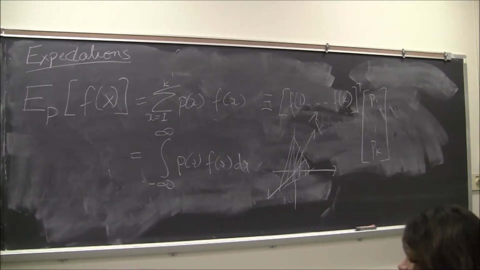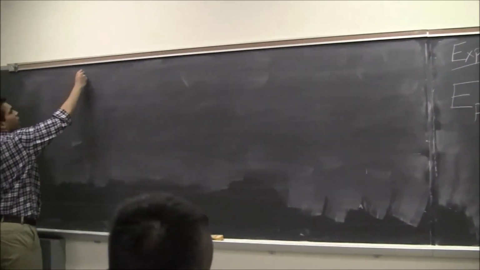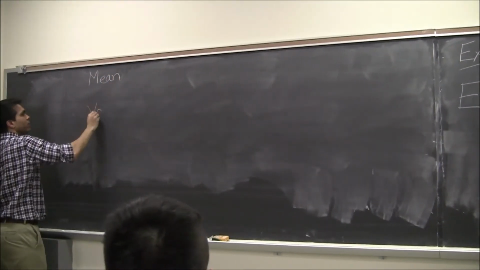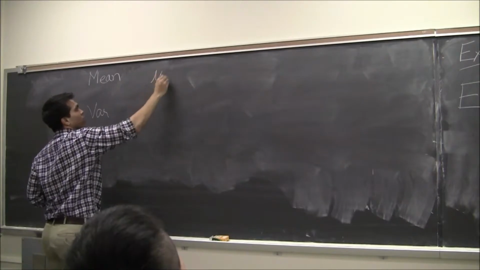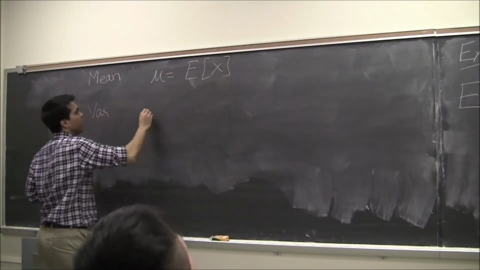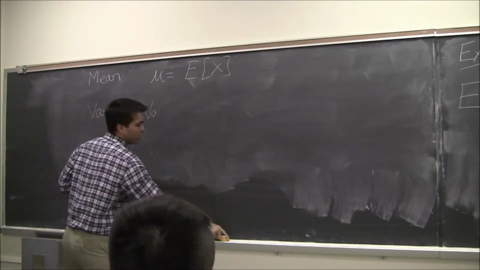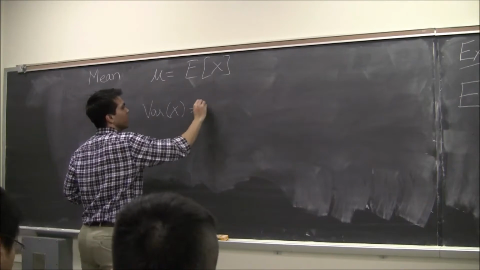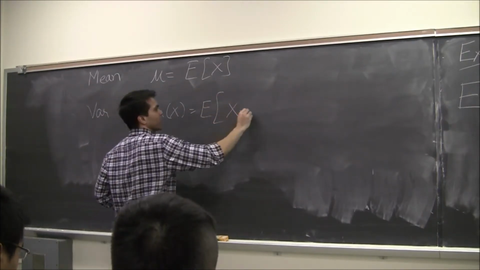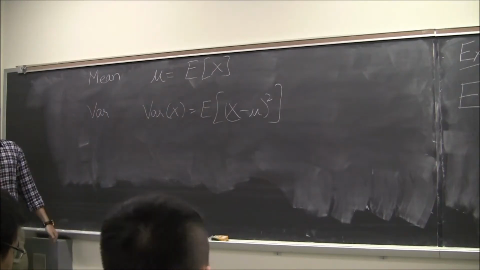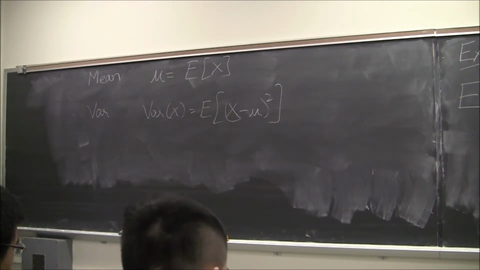Now that we have the language of expectations, here's the standard notation that we use for means and variances, right? So mu will be expectation of just x, and the variance of x we define as the expected value of x minus mu squared, and you've already done derivations of this, right? So you know how to work with these.